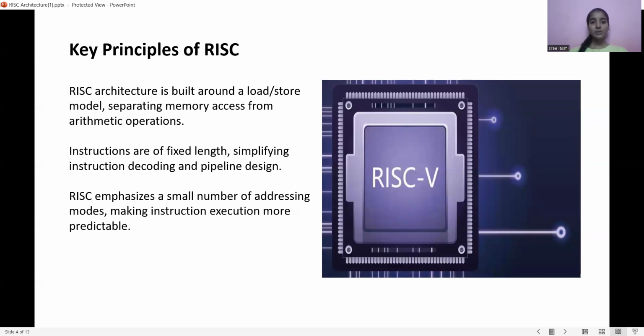These are the key principles of RISC. The RISC architecture is built around a load store model, separating memory access from arithmetic operations. Instructions are fixed length, simplifying instruction decoding and pipeline design. This emphasizes a large number of addressing modes, making instruction execution more predictable.